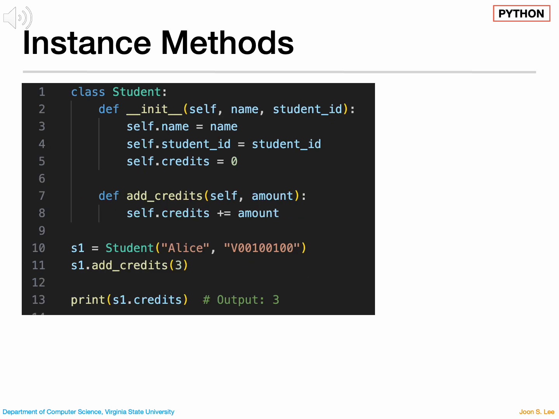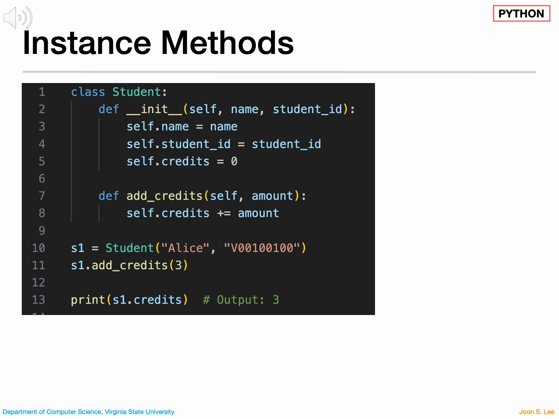We're still using the same student class, but this time we added one more method, add_credits. Notice that, like the constructor, add_credits has self as its first parameter. This tells Python that the method belongs to an object and that it can access and modify that object's data. Inside add_credits, we update self.credits by adding the given amount. This is important. The method is not changing a global variable. It's changing the state of one specific object.